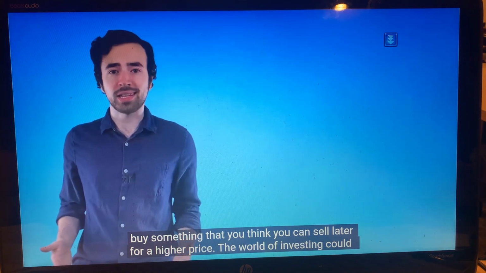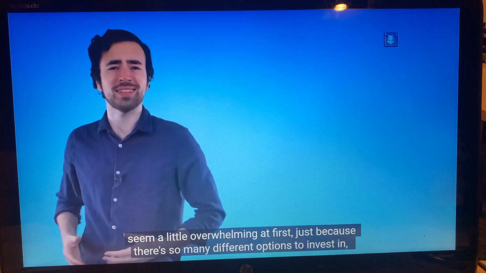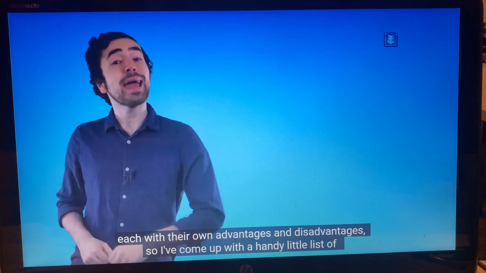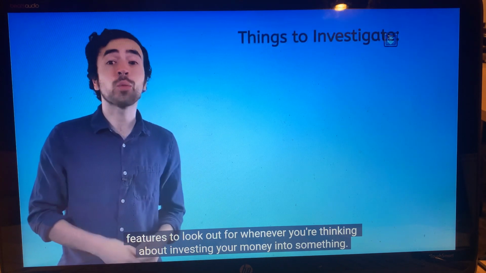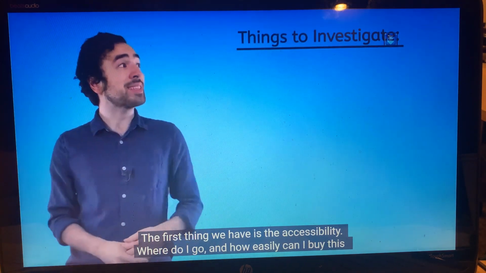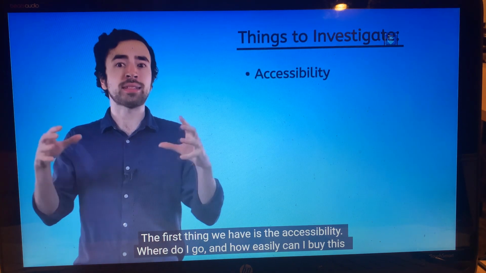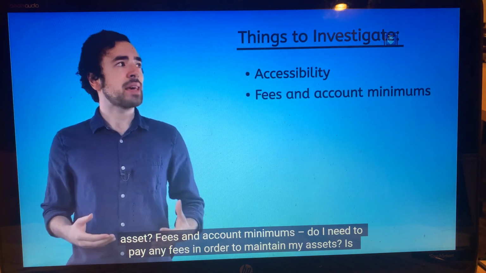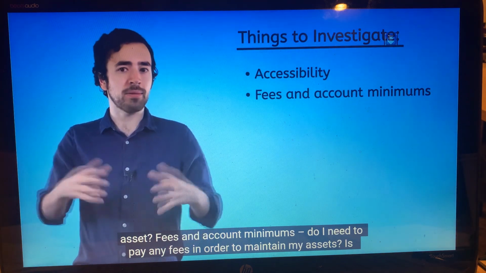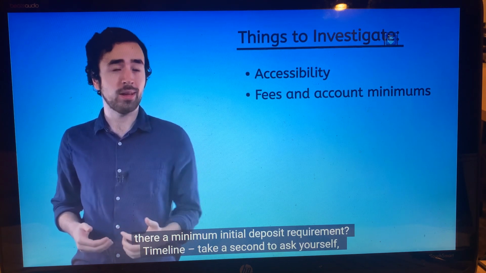The world of investing could seem a little overwhelming at first, just because there's so many different options to invest in, each with their own advantages and disadvantages. So I've come up with a handy little list of features to look out for whenever you're thinking about investing your money into something. The first thing we have is the accessibility. Where do I go and how easily can I buy this asset? Fees and account minimums. Do I need to pay any fees in order to maintain my assets? Is there a minimum initial deposit requirement?